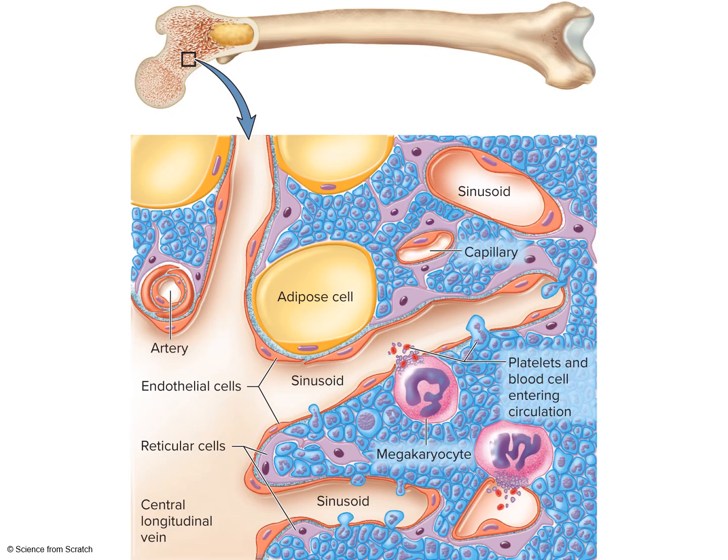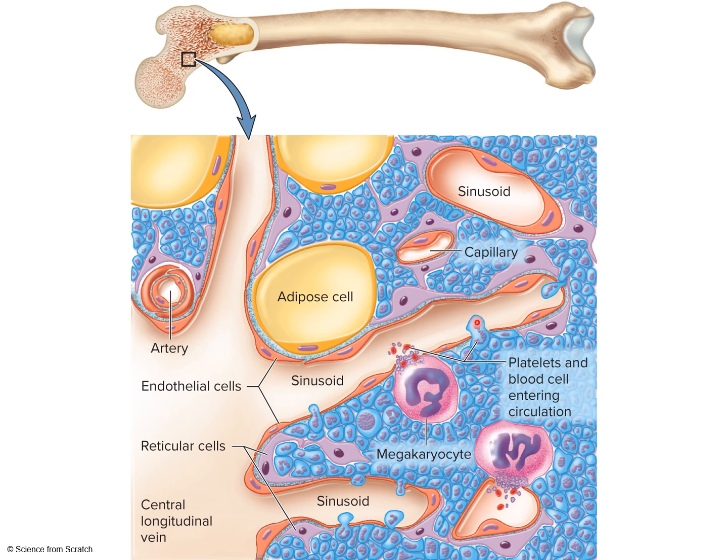So this image shows the formed elements of blood squeezing through the endothelial cells and into the sinusoids, which converge on the central longitudinal vein at the lower left here. So we have the central longitudinal vein, and then we have these sinusoids, and so you can see how they all converge together. And then here we have an adipose cell. I've got an artery, and you can see here there is a megakaryocyte, and those make platelets, and he is secreting those platelets into the sinusoid.